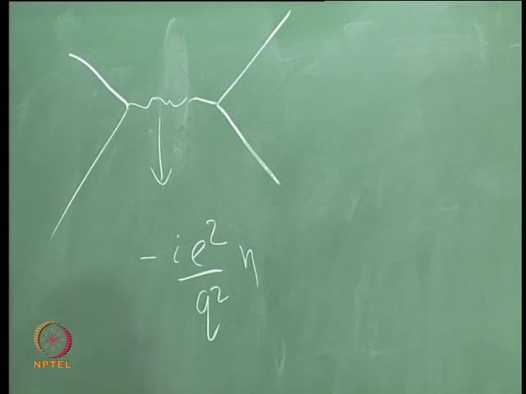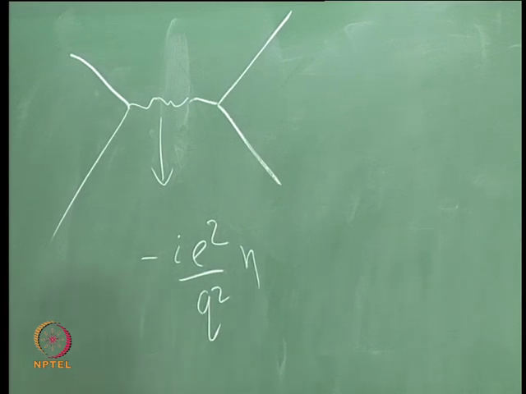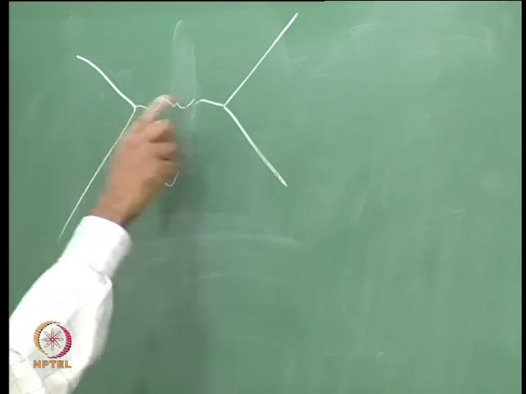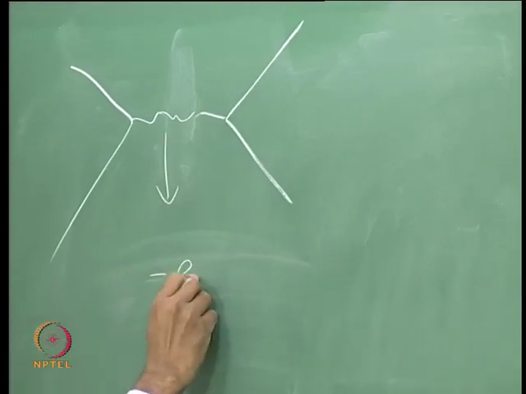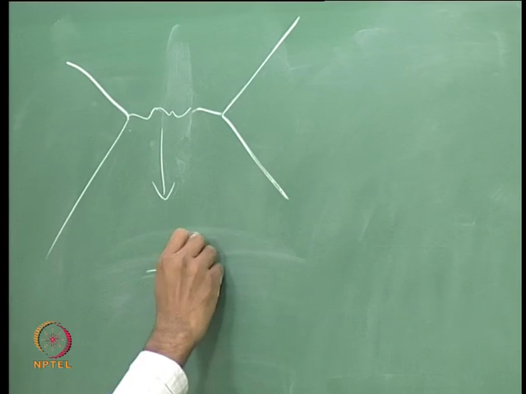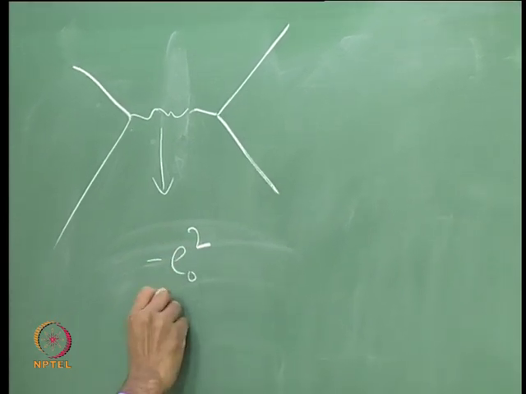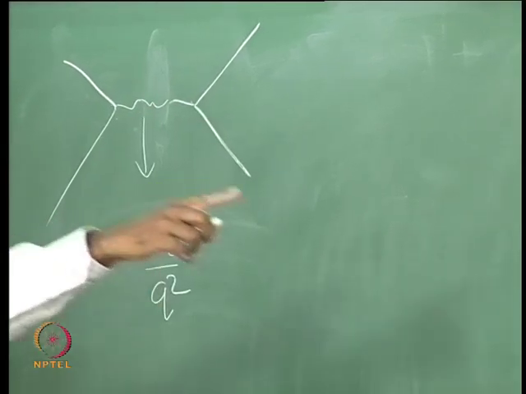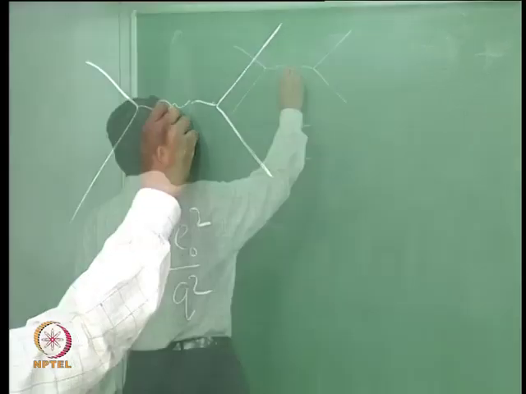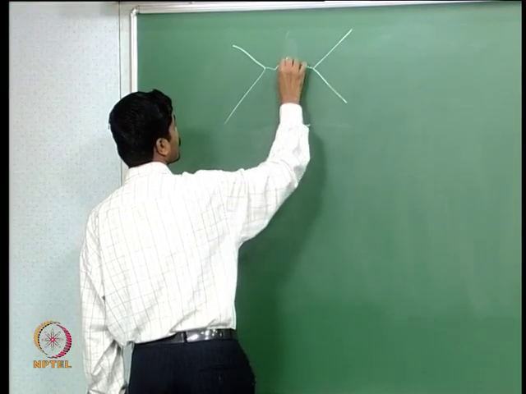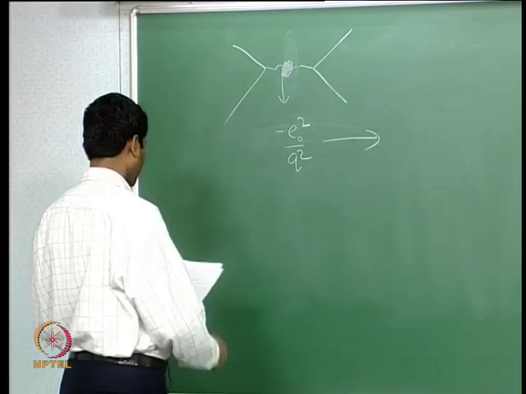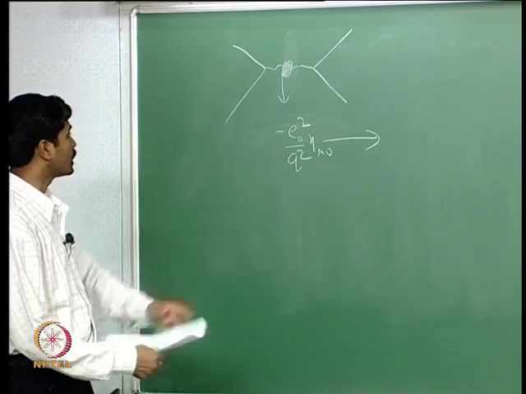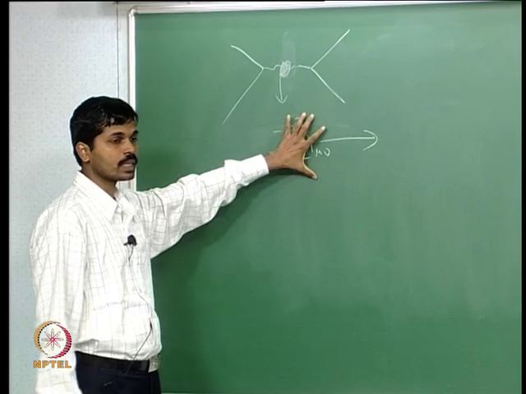So, you would have got a factor of minus i e from here, minus i e from here. At the end of the day, if e0 is the charge of the electron, you would have got e0 divided by q squared for such a diagram. Instead, when you sum up all such diagrams, you do not get this. This quantity is simply replaced by this times eta mu nu. This is what you get from this propagator at tree level.